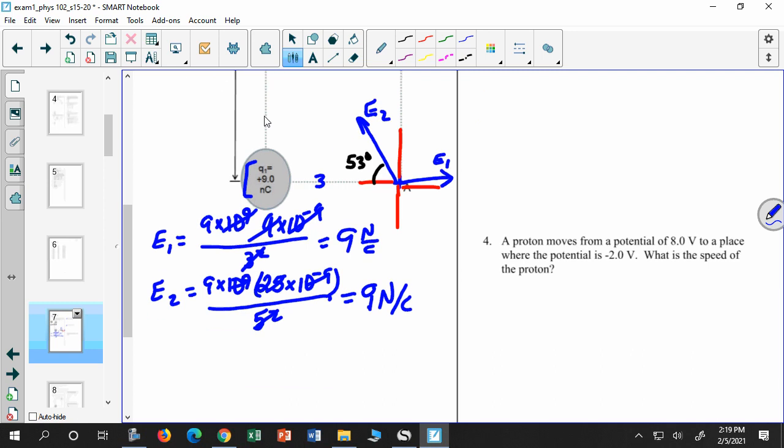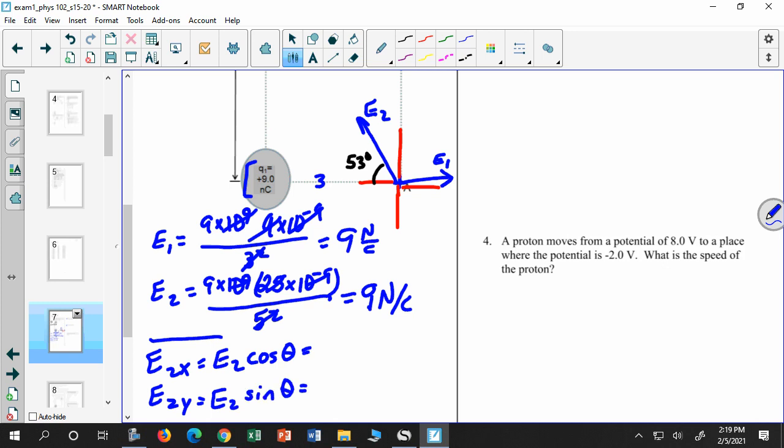The next step is to find E2x and E2y. This would be a separate subpart in the problem that would count the same as one of your multiple choice problems. E2x is E2 cosine theta. E2y is E2 sine of theta. That's going to be 9 cosine 53, 9 sine of 53. That's how we find our x and y components. Remember, cosine is always the x component when your angle is measured from the x-axis, and sine is always your y component. So I have 9 cosine of 53.